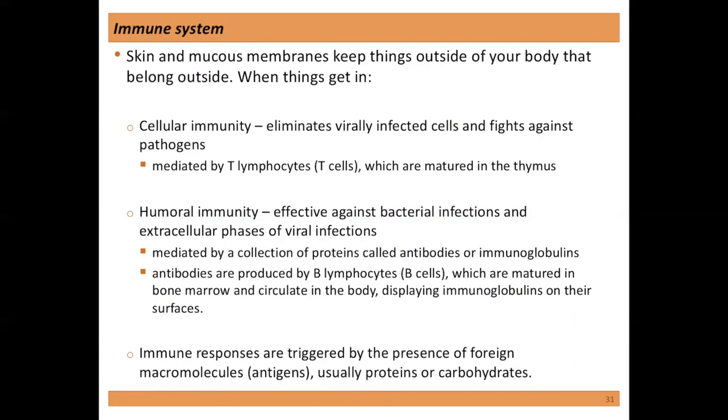So this is where we build up antibodies. So it's mediated by a collection of proteins, like I said, that are referred to as antibodies or immunoglobulins. And these antibodies are produced by B cells, beta lymphocytes. These mature in the bone marrow and they circulate through the blood. And what they have on their surface are these immunoglobulins. And these immunoglobulins, every so often, they will run into something they have affinity for, and that is what we refer to as an immune response.